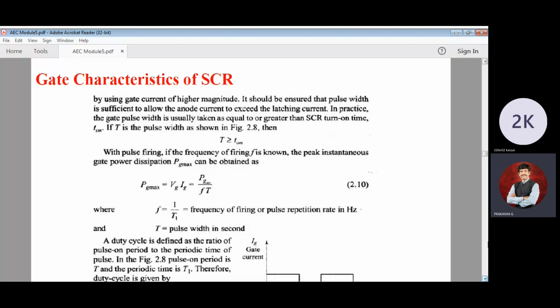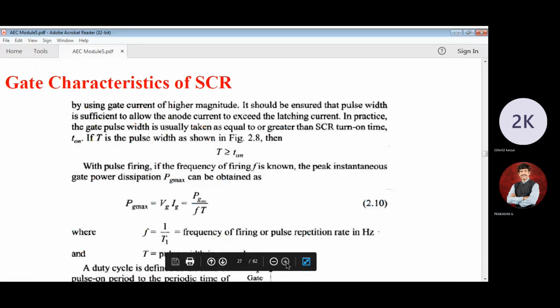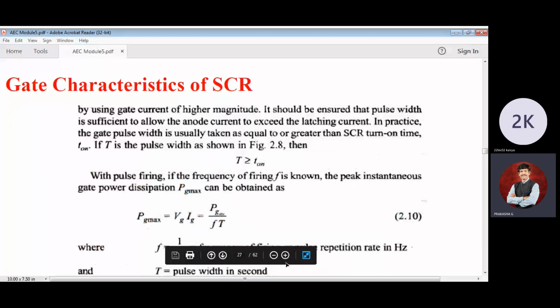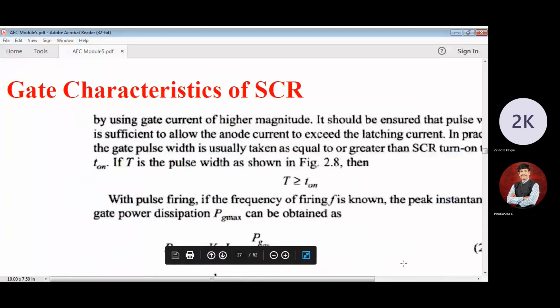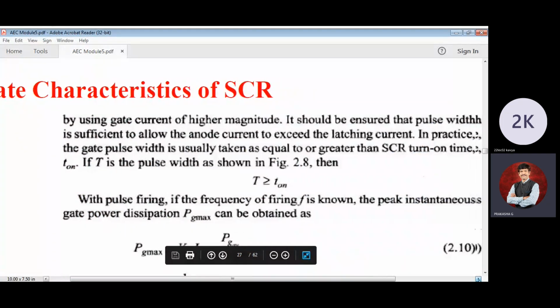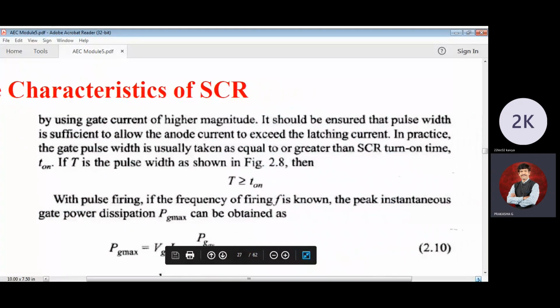So it should be ensured that the pulse width is sufficient to allow the anode current to exceed the latch current. The anode current should be greater than the latch current, IA greater than IL.